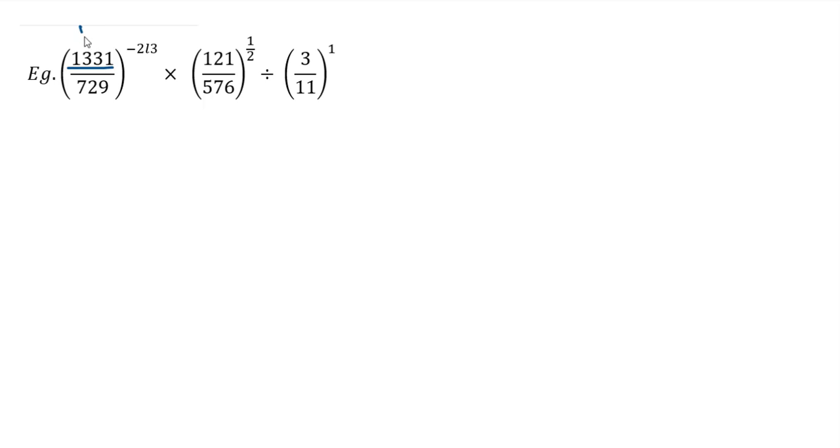1331 is nothing but 11 cube. And 729 is nothing but 9 cube. So the numbers in the questions of indices will be such that you can represent these numbers either as a square or a cube or to some higher power of a natural number. Similarly, this 121 is nothing but 11 square and 576 is 24 square, and 3 by 11 is already in the reduced form. So we'll substitute these values here.